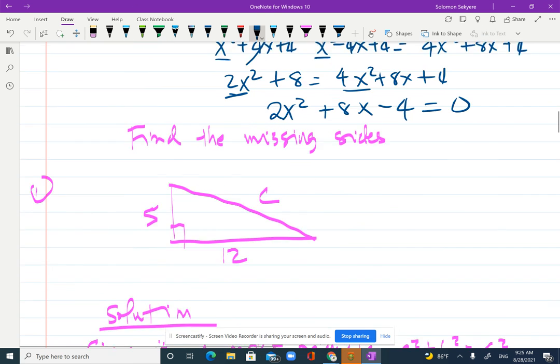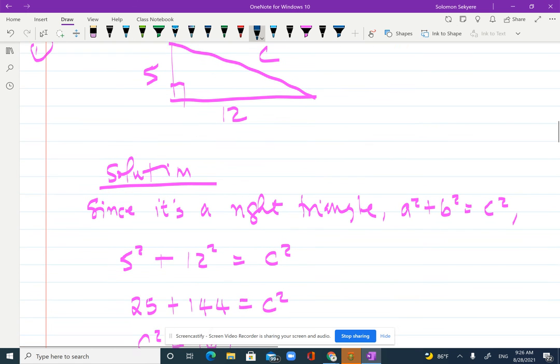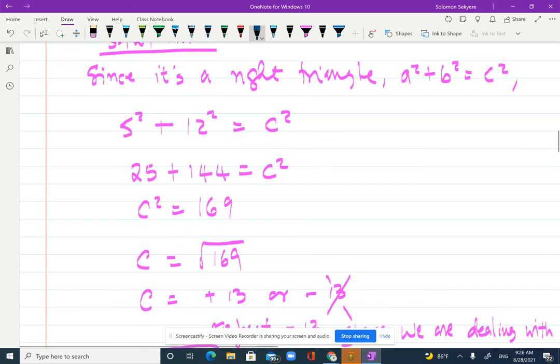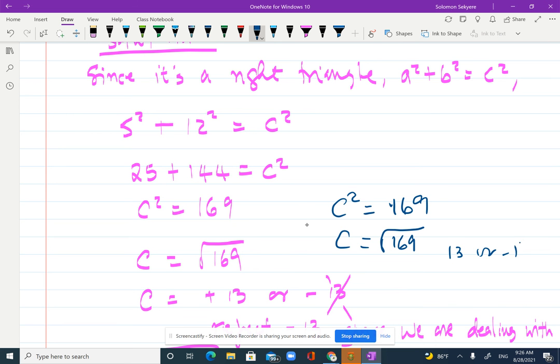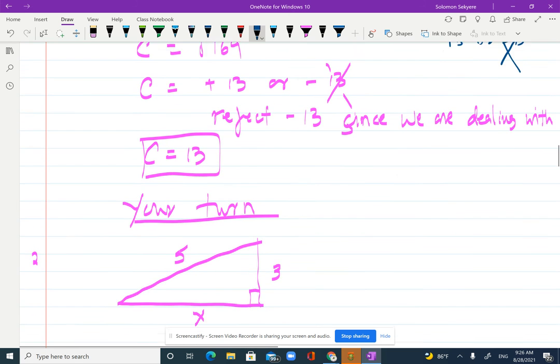All right, exercises. Can you try these? Can you find C? First, what is C? C is your hypotenuse. I write this and solve for it: 5 squared plus 12 squared is equal to C squared. So it'll be 25 plus 144 equals C squared. That means C squared equals 169. What is C? C then is the square root of 169, which is 13 or negative 13. But since we're dealing with measurements, we reject the negative 13. That's my answer.